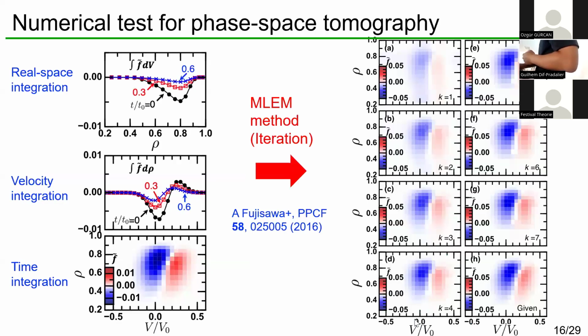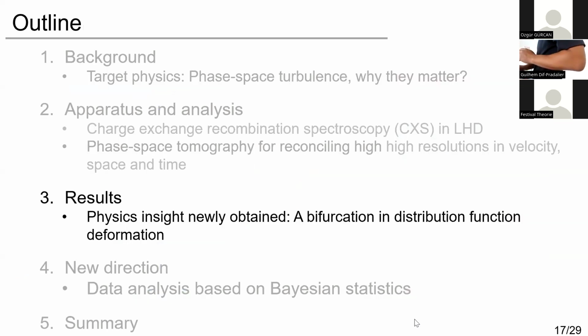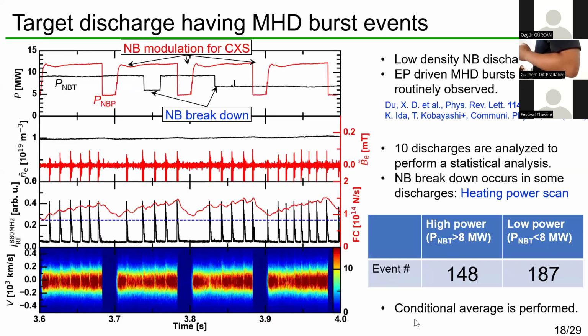And this is a numerical test, and we confirmed that this works quite well for our target plasma perturbation. Let me show a result which we have obtained. This is our target discharge. This is a time evolution of plasma parameters. The top figure is the heating power of the neutral beams, which are injected perpendicularly and parallelly. The perpendicularly injected neutral beam is used as a probe for charge exchange recombination spectroscopy. So we intentionally modulate this power to reduce the background emission.